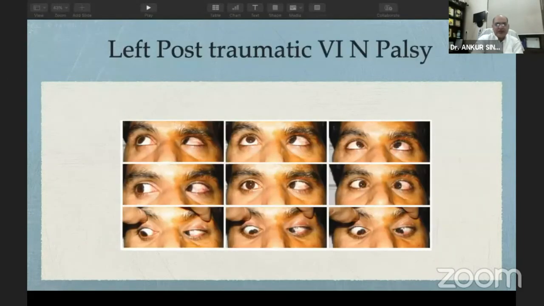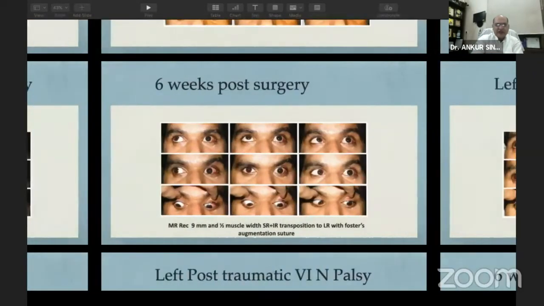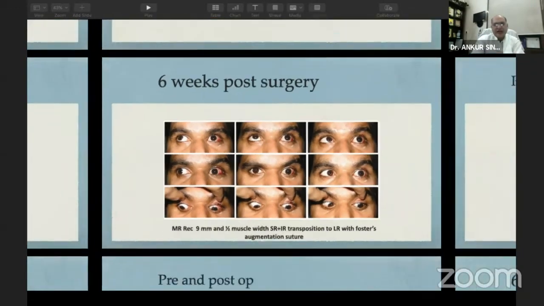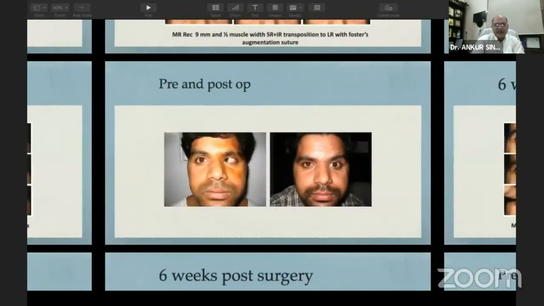And this is the case of left post-traumatic 6th nerve palsy. So this patient underwent large recession of medial rectus along with half-width transposition of superior and inferior rectus along with the Foster's augmentation suture. And this is the pre and the post-surgical alignment.